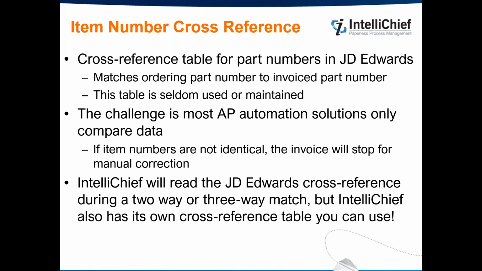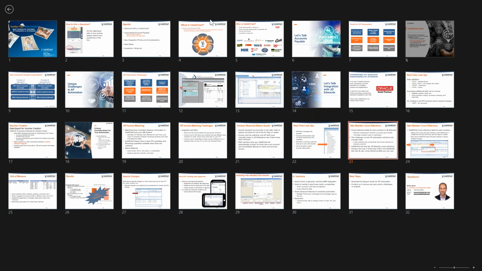So that as you're ordering part number 12345 and they invoice you for part number 54321, when in reality it's the same part, if you're not using the cross-reference table in JD Edwards, IntelliChief is still going to be able to automate that, identify that it matches so that your end users don't have to touch it, and more importantly, it doesn't get rejected in the match process in JD Edwards.